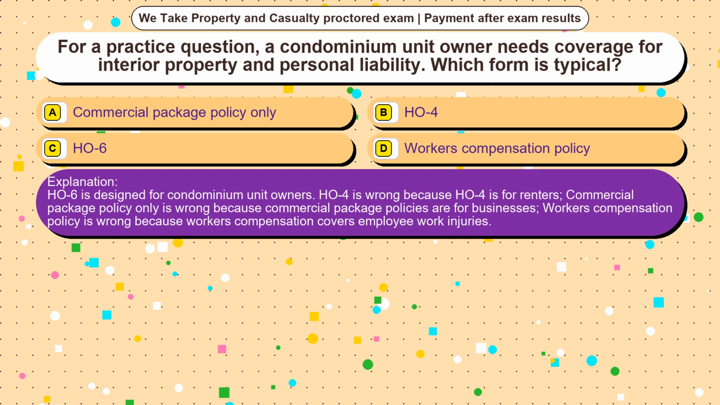HO4 is wrong because HO4 is for renters. Commercial package policy only is wrong because commercial package policies are for businesses. Workers' compensation policy is wrong because workers' compensation covers employee work injuries.